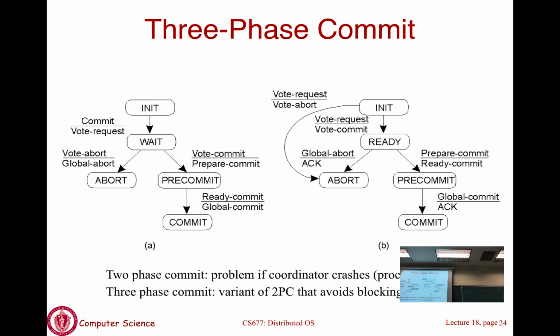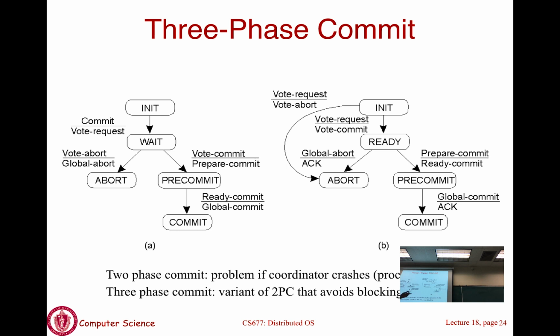Okay. So you will see that when you start thinking of failure cases, you've got to think of all possibilities and make sure that regardless of what happens, you have a safe way to make sure everybody commits or everybody aborts. Okay. So it is more complicated than it looks.